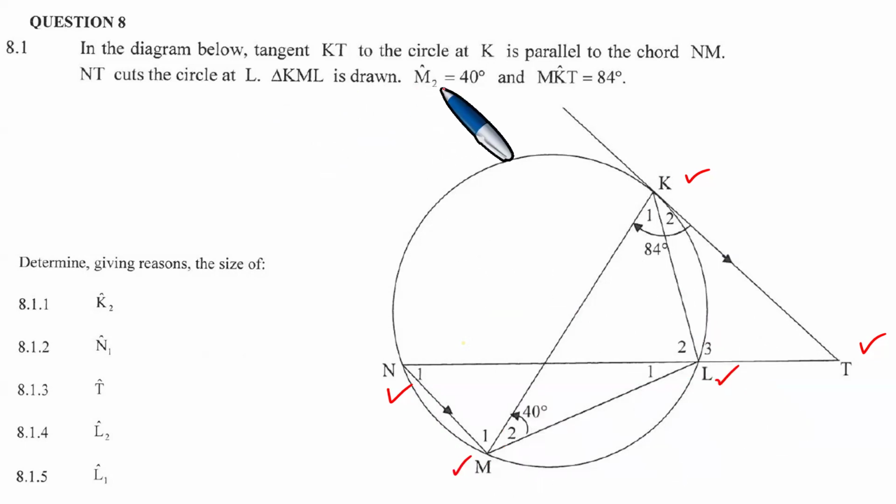The angle M2 is 40 degrees. The angle MKT is 84. So we have 40 degrees, which is the angle M2, and also the angle MKT, that angle is 84 degrees. Determine, giving reasons, the size of the angle K2. We want this angle here, when this one is a tangent to the circle.